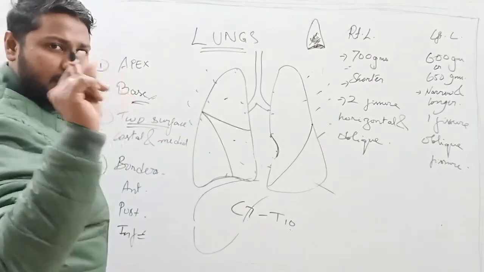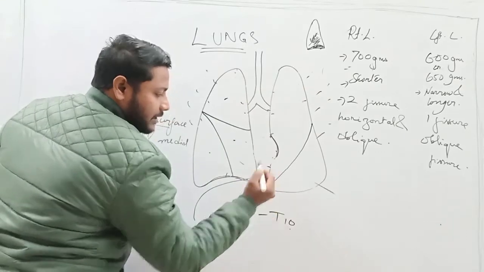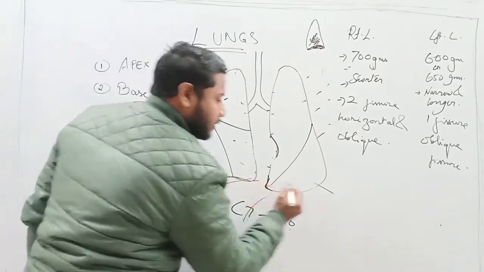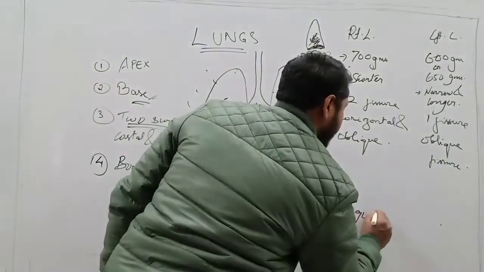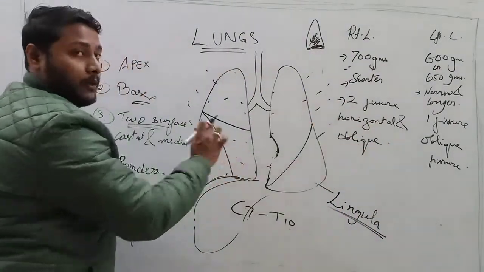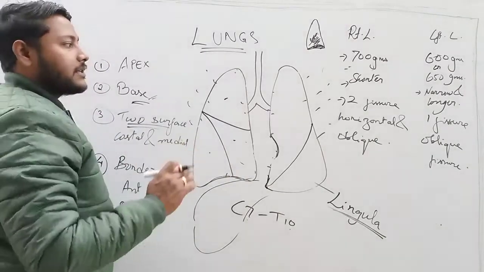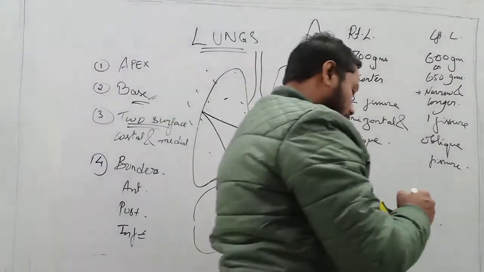However, there is a small structure present on the left lung, right over here. There is a tongue-like structure. This tongue-like structure is known as lingula, and this lingula basically corresponds to the middle lobe of the right lung. Okay, so these are some basic differences between the right lung and the left lung.